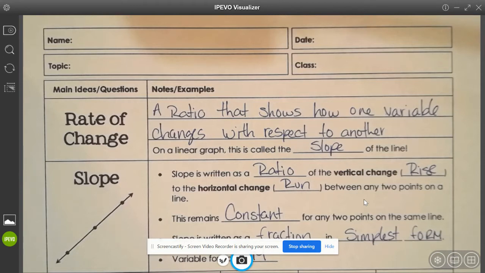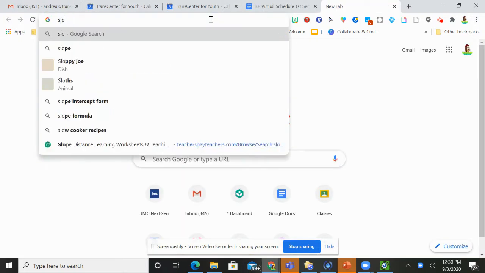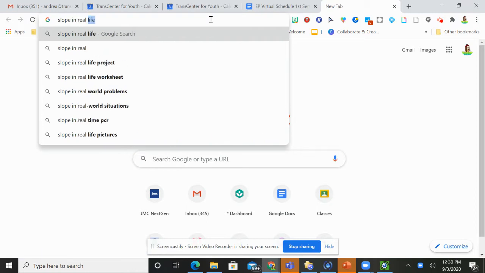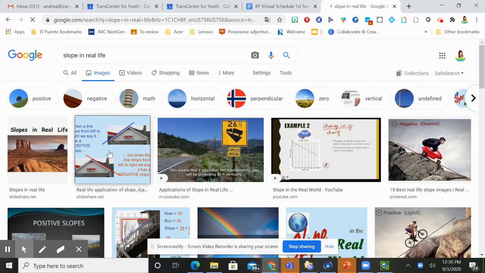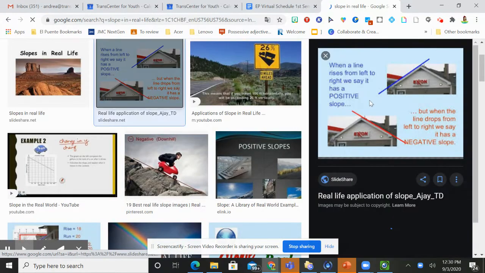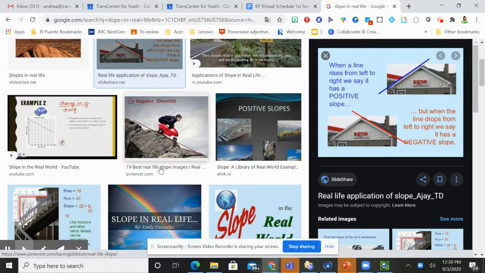But we see slope in real life. When we talk about a mountain, we talk about slope. So, slope in real life would be something like a mountain. Check it out. Not only a mountain, but here you can see slope. This is a negative slope if you go this way. If you go this way, it's a positive slope. You can go negative downhill. This is an example of slope in real life.